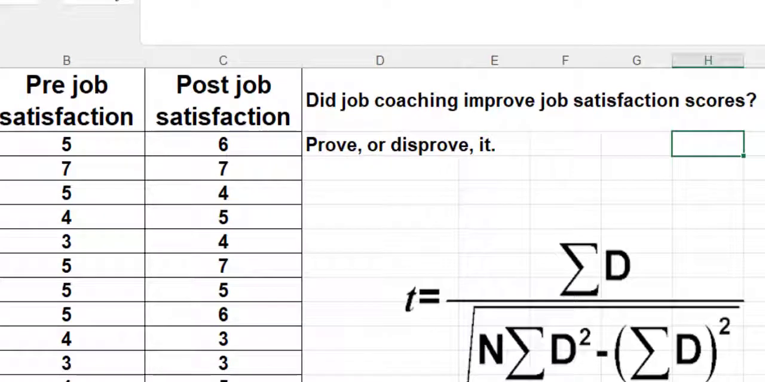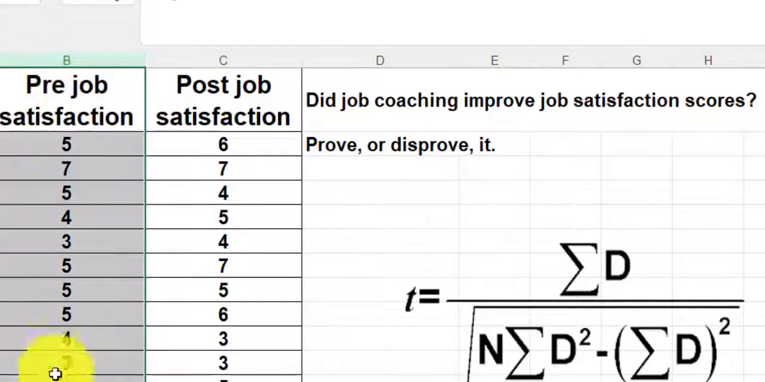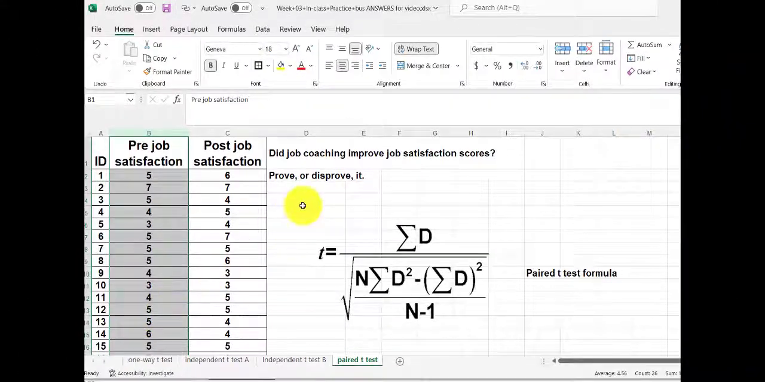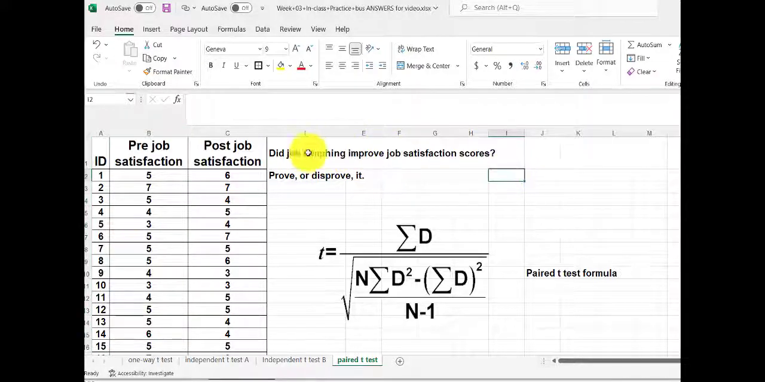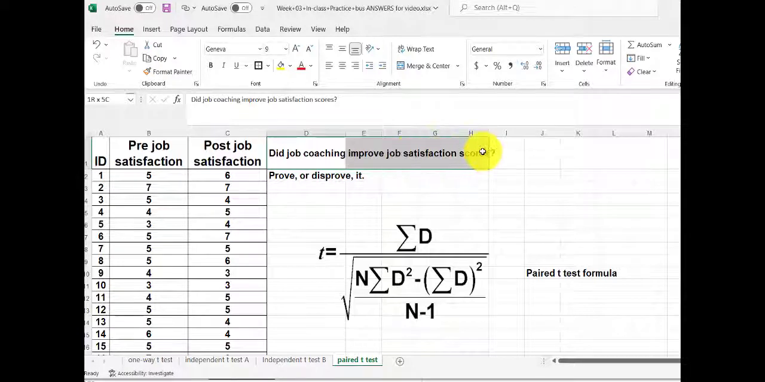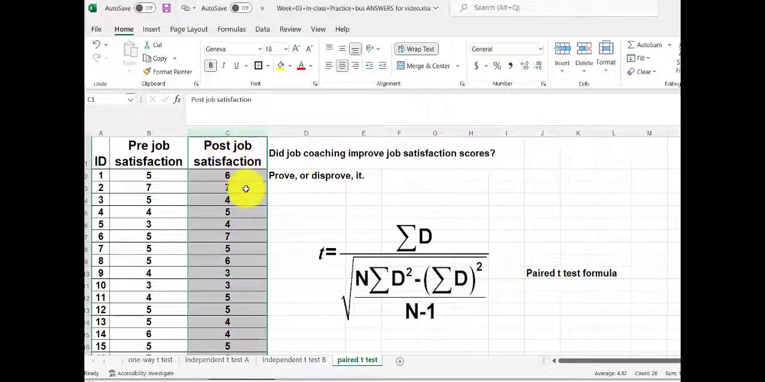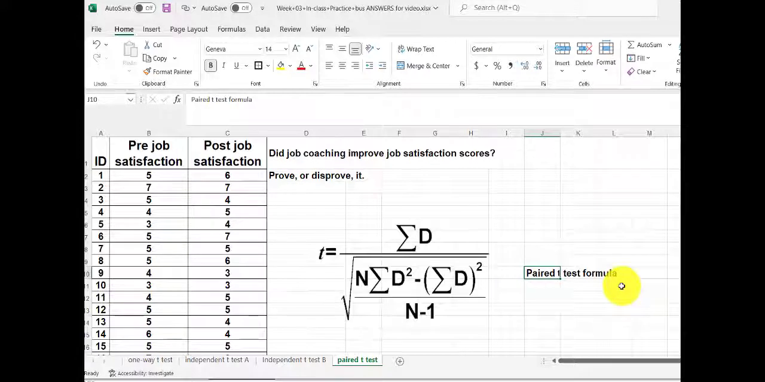So there's only one group here, right? Everybody in a company was given a job satisfaction survey. That's what this one is. And then they brought in a job coach to try to make everybody happier about their job. And then after the coach left, they checked the job satisfaction scores again, right? So pre-test and a post-test, only one group. That makes it a paired t-test. Got it? A paired t-test.